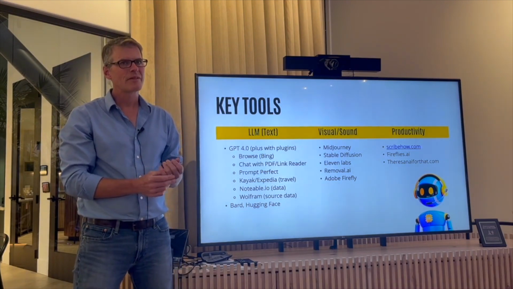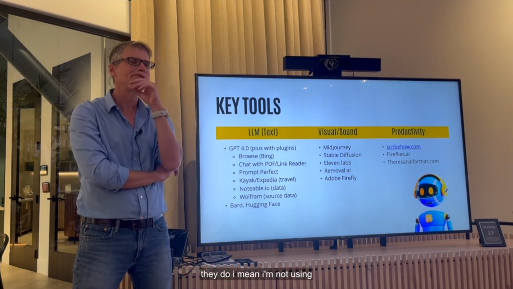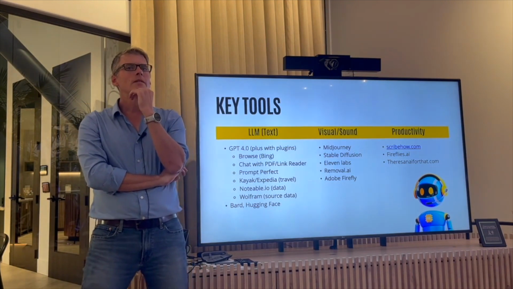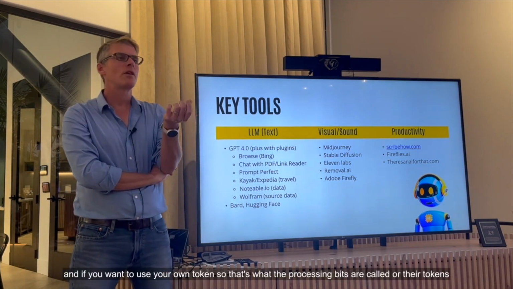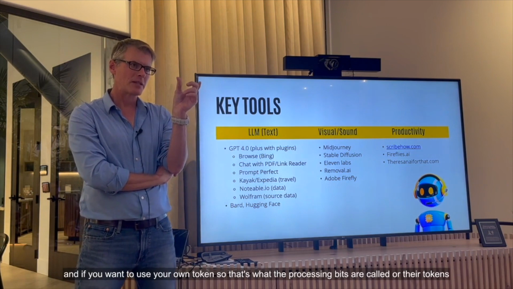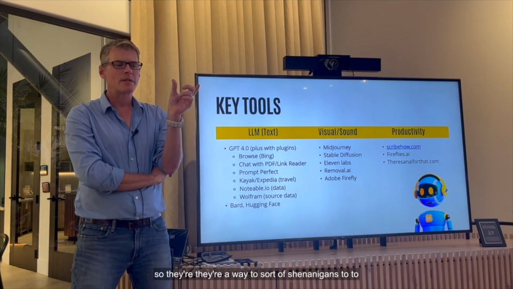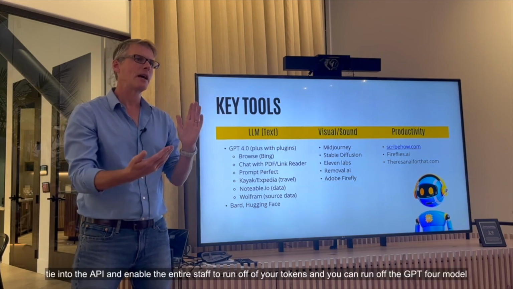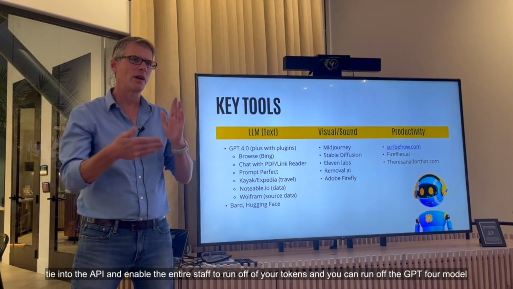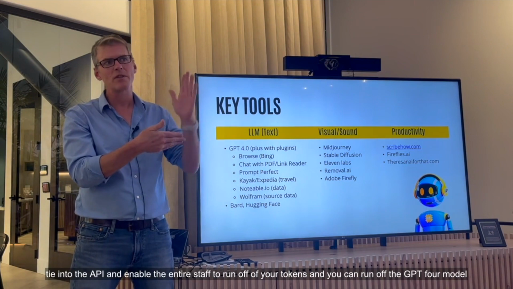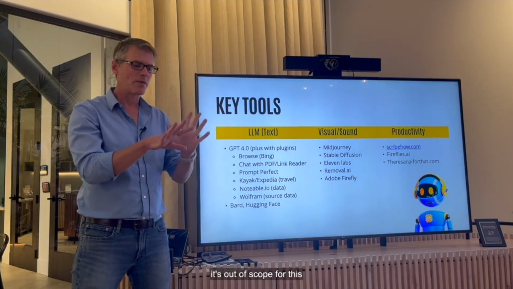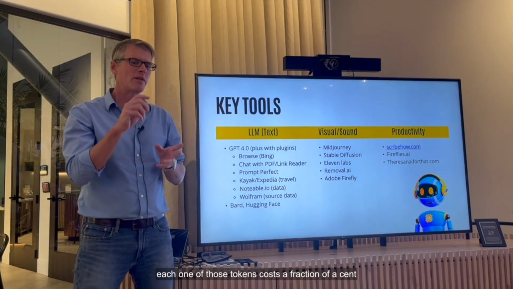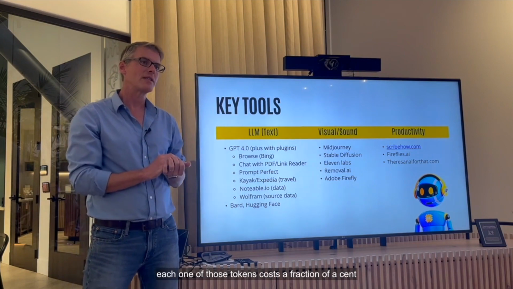They do charge. I mean, I'm not using it. Yeah, the plus. They give you one, and if you want to use your own token, so that's what the processing bits are called, or they're tokens. So there's a way to tie into the API and enable an entire staff to run off of your tokens, and you can run off the GPT-4 model. It's out of scope for this, but each one of those tokens costs a fraction of a cent.